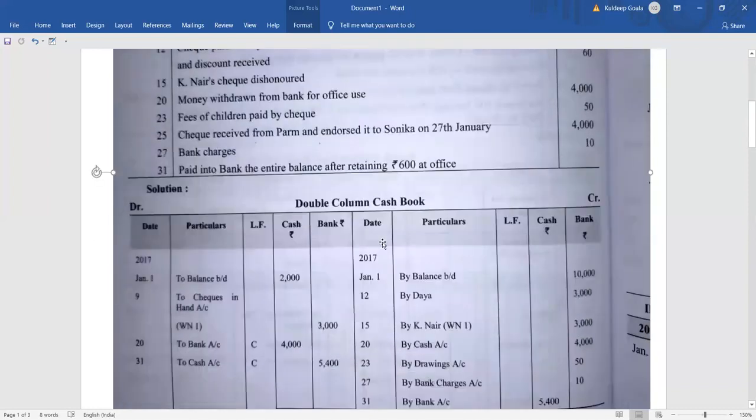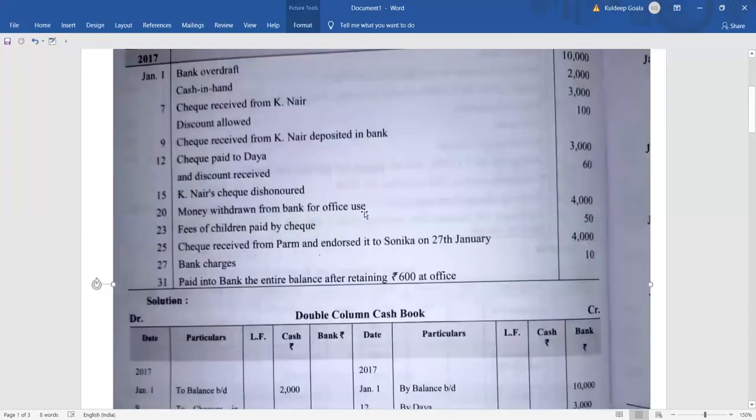So you can see here in the date column 2017 January 1 buy balance brought down 10,000. Where? In the bank column, not the cash, okay, it will be the bank column, bank ka negative balance. Now one more thing in this format, one thing is missing, that is a voucher number. You should have one column here, voucher number, it is not here, it should be there in both the debit and credit side, okay.